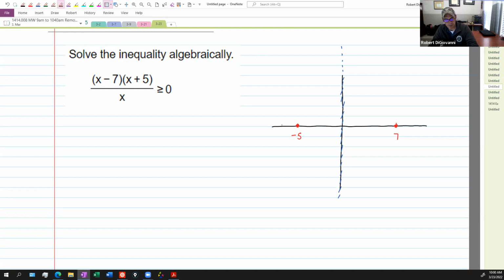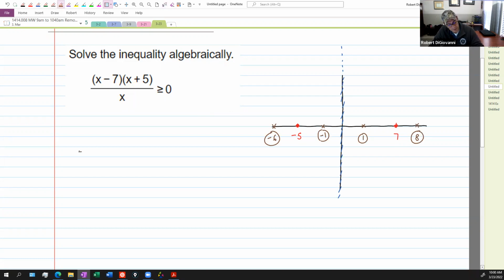And so I've got to pick some test points. I'll pick like -6, -1, 1, and maybe 8. And then I have to plug those in here and see if I get either positive or negative out.